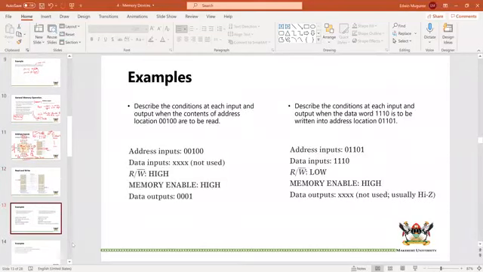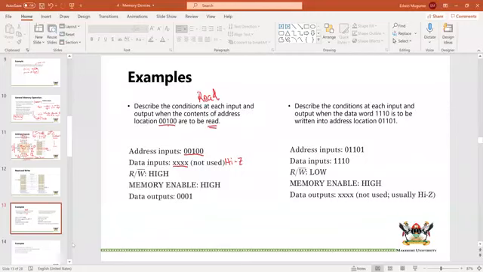So this is write. Describe the conditions at each input and output when the contents of an address location are to be read. So this is a read command. You give the address, which has been given as that. For data input, when we are reading, we don't need inputs, we only need outputs. So data inputs are XXXX, not used. You can even say they are in the high Z state.